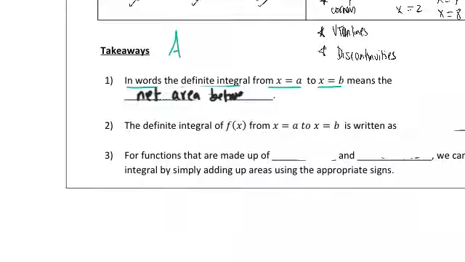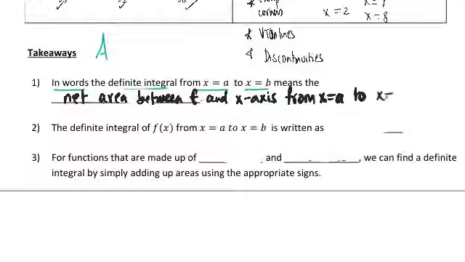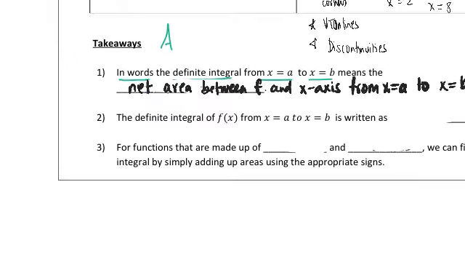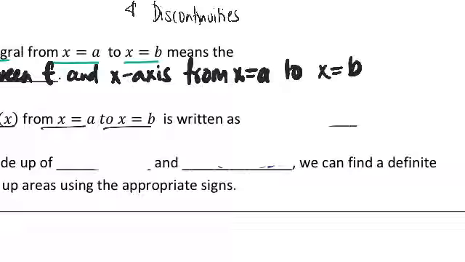The net area between f and the x-axis from x is equal to a to x is equal to b. That's what that definite integral means. The definite integral of f of x from x is equal to a to x is equal to b is written as the integral symbol, a on the bottom, b on the top, f of x dx. Don't forget to write the dx.